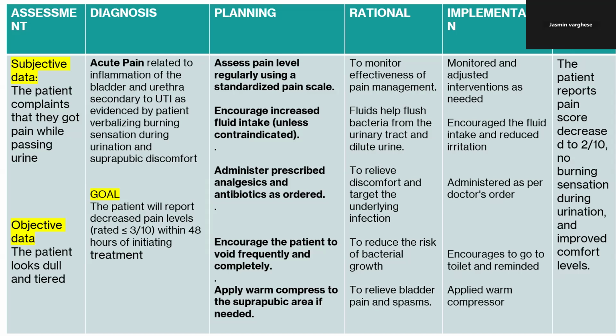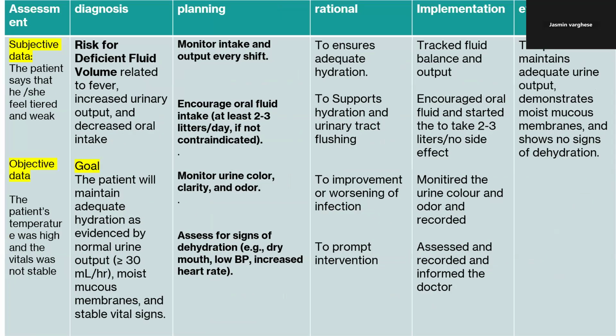And in the evaluation column, it always depends upon the goal. The patient will report decreased pain. So in the evaluation column, the patient reports pain score decreased to 2 by 10. So out of 10, now 2 is the pain. And no burning sensation during urination and improved comfort level. So this is the nursing care plan for acute pain. Now we will see the second one.